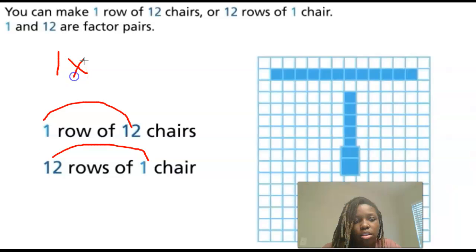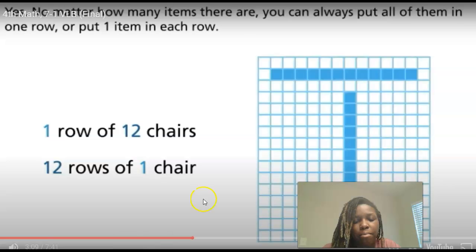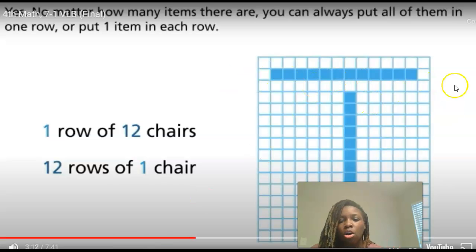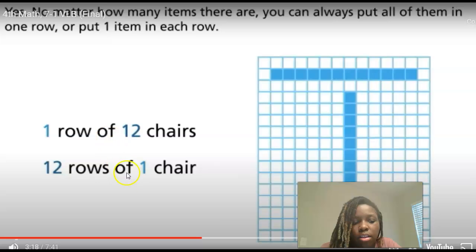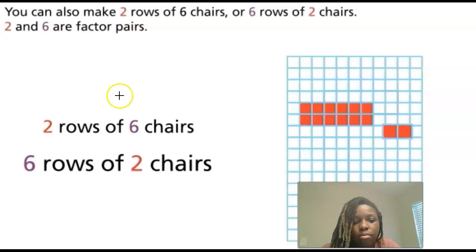Is it always possible to make arrays with one row? Is it always possible to make arrays with one item in each row? This is a perfect place to pause and think about how you would solve this question. Yes, no matter how many items there are, you can always put them in one row. You can always put them in one row, you guys. You can also make 2 rows of 6 chairs, or 6 rows of 2 chairs. 2 and 6 are factor pairs. 2 and 6 or 6 and 2 are all factor pairs.